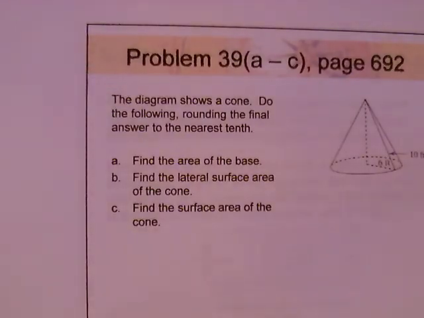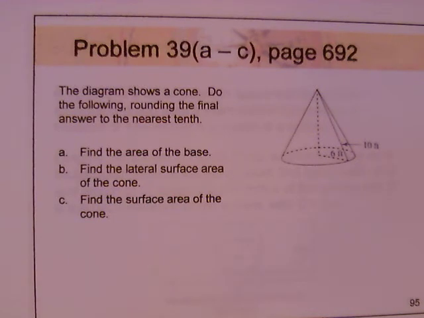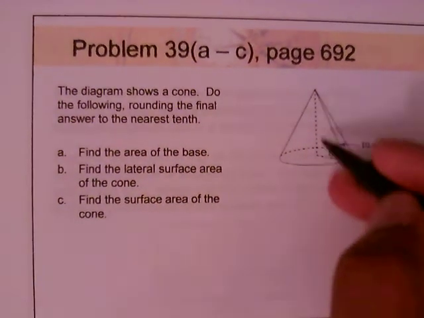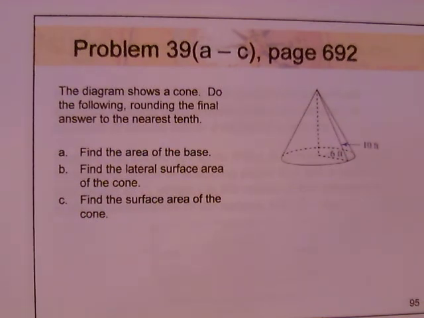All right, take a look at this one. Problem number 39A through C. The diagram shows a cone. I'm going to do the following, rounding the final answer to the nearest tenth. So in part A, you're going to find the area of the base. Now, we're not going to worry about finding this height here, because the formula for the surface area doesn't include the height. It's volume that includes the height.